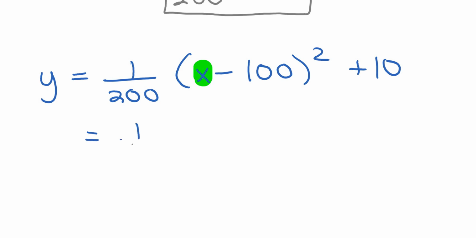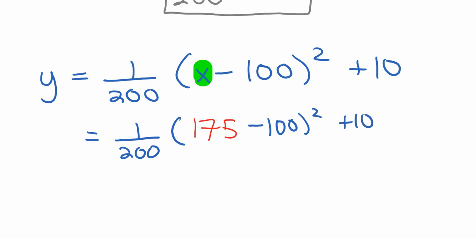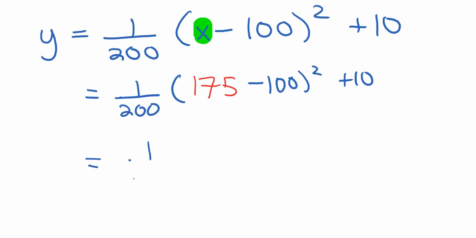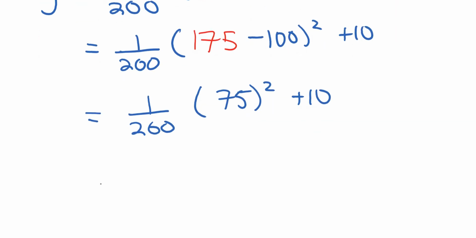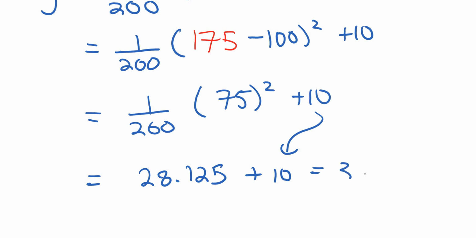So finally we do 1 over 200, bracket 175 minus 100 squared plus 10. I guess your calculator should do all the heavy lifting here, because these are some pretty big numbers to calculate. Let me just do this in my calculator right now. Divide that by 200. Okay, so this gives me 28.125 plus this 10 here. And that should give me 38.125.